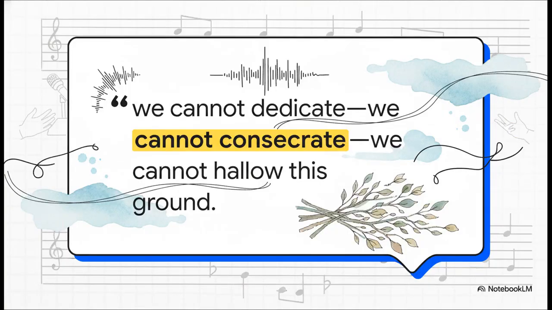As we hit the third paragraph, that slow, mournful tone gives way to a building, rhythmic intensity. Look at the punctuation here. But in a larger sense, we cannot dedicate, we cannot consecrate, we cannot hallow this ground. Those em-dashes, they aren't just grammar. For a public speaker, those are literal pauses. They physically force you to stop, take a breath, and place distinct, heavy emphasis on the very next verb. You have to pause before we cannot consecrate, and pause again before we cannot hallow.